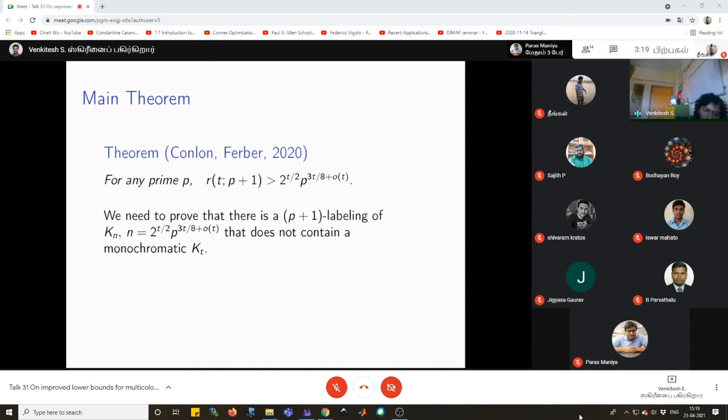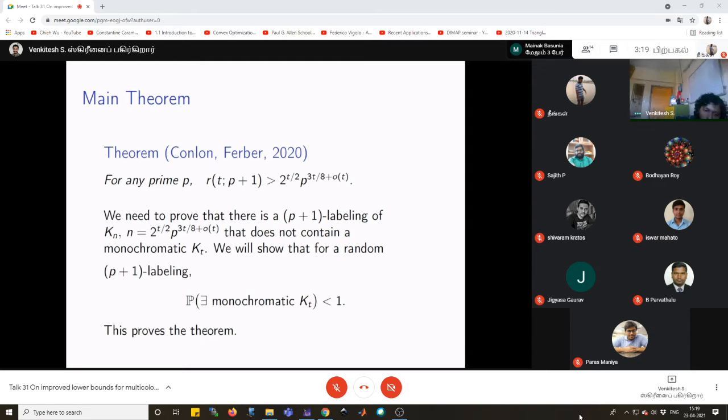So we need to prove that there is a p plus 1 labeling of Kn, where n is 2 to the t by 2, p to the 3t by 8 plus theta of t, that does not contain a monochromatic Kt, and we will be done. And here is where the fun starts. We will use some sampling process in order to do this. So we will actually show that for a random p plus 1 labeling on the complete graph with these many vertices, the probability that there is a monochromatic Kt is strictly less than 1.